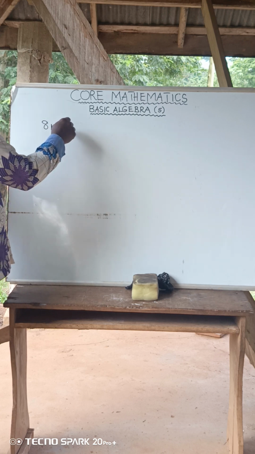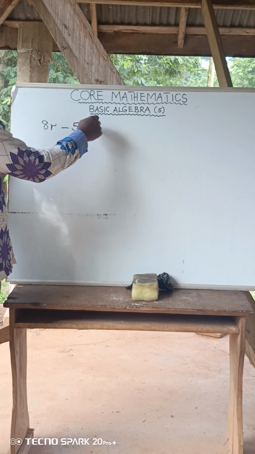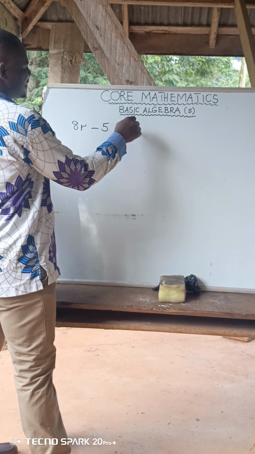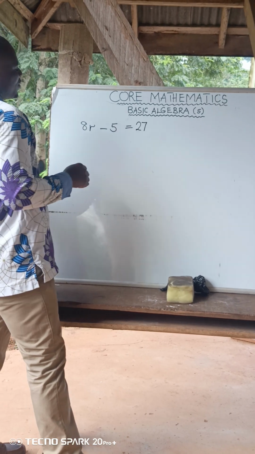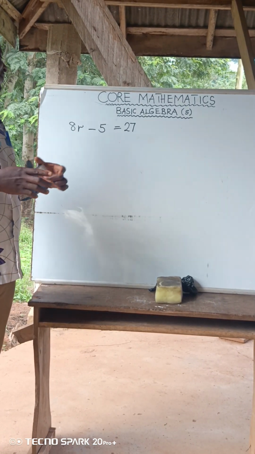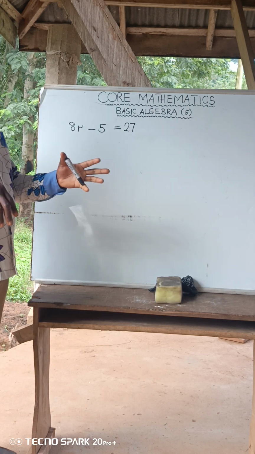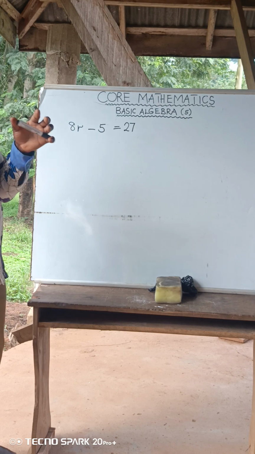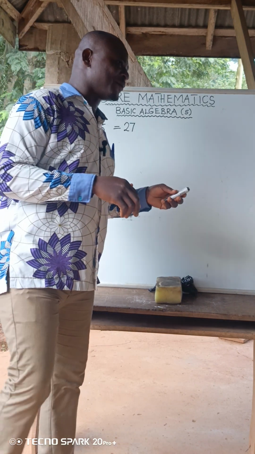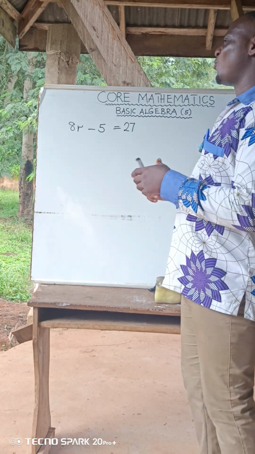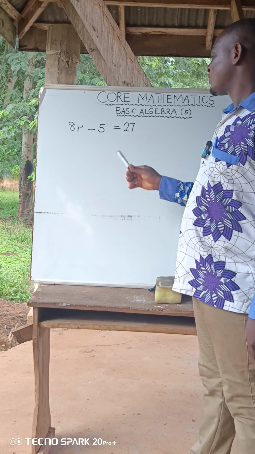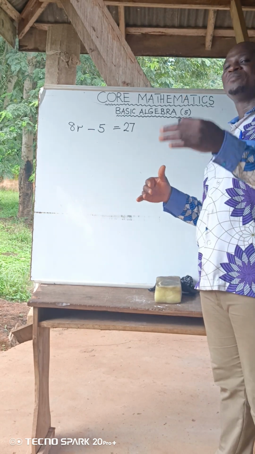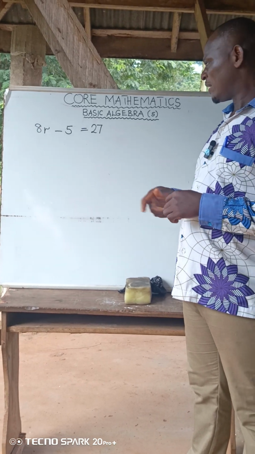So now, if you have 8r minus 5 equals to, say, 27, for example, you should have an idea where to start from. We ended by saying that you need to group like terms, and by now you know what we mean by like terms. You should know that 5 and 27 should be alike, and we've gone through that from lecture 3 to 4.